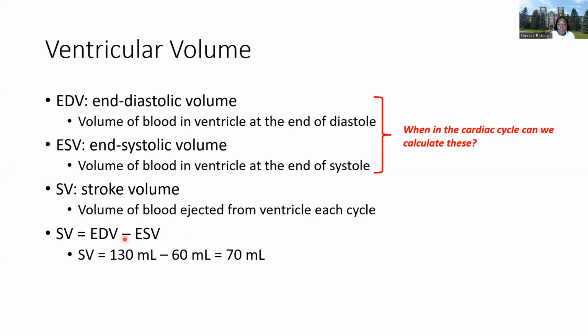Okay, so I've got a prompt question here on the slide based upon the events of the cardiac cycle. When do you think would be the best time for us to measure the end diastolic volume or to measure the end systolic volume? Tell me in the chat, which of our four phases do you think would be the best point to measure the end diastolic volume or to measure the end systolic volume?